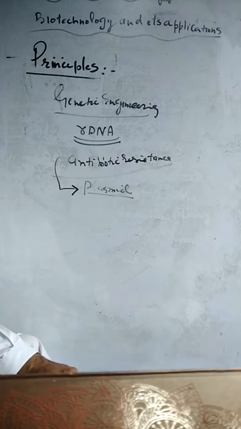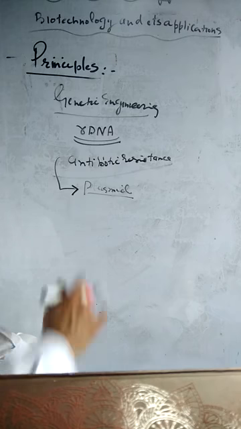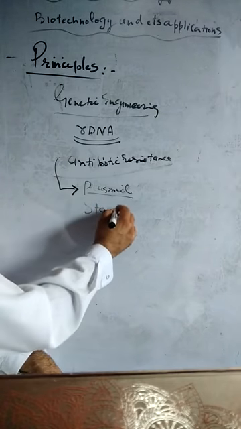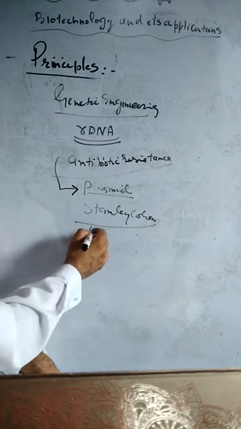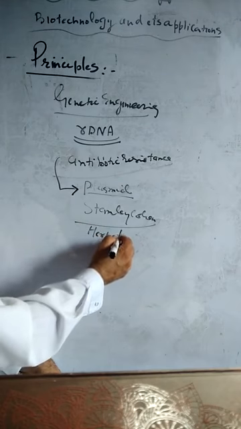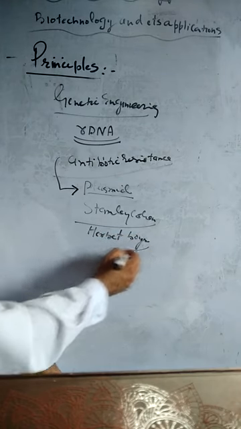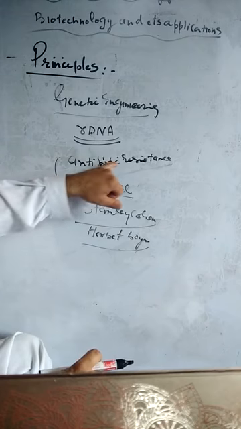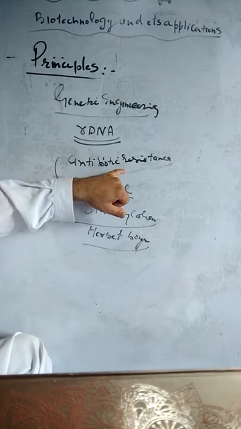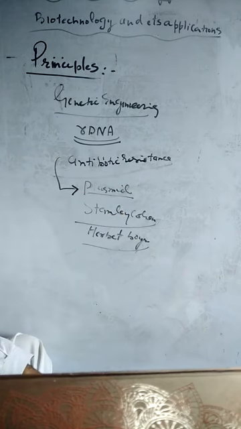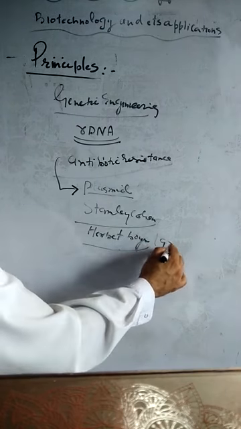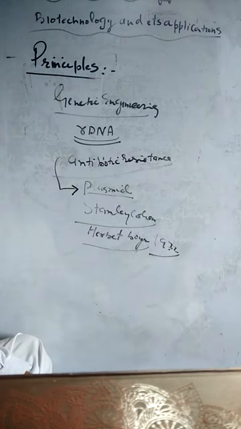This was conducted by Stanley Cohen and one more biologist, Herbert Boyer. These two scientists combined a gene for antibiotic resistance taken from a bacterium, Salmonella typhimurium, with a plasmid, in 1972, the first experiment in this field.